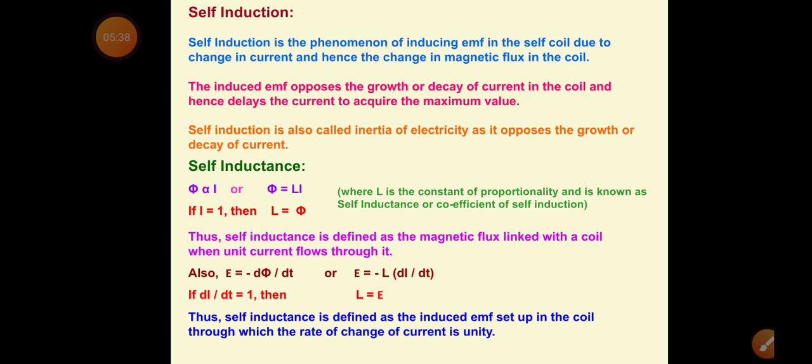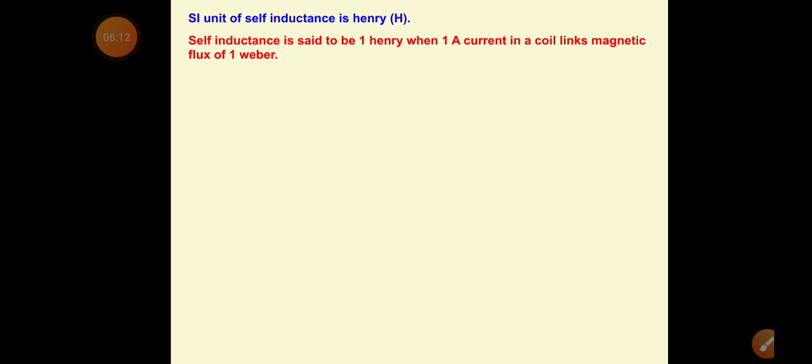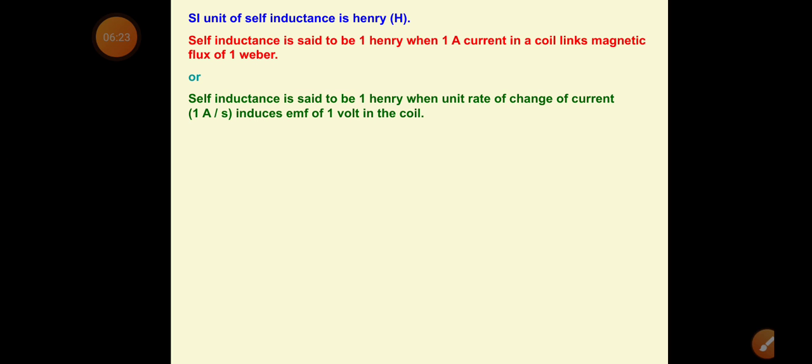Self induction is the process and self inductance is the coefficient, or the property, which tries to oppose the change in the current, right. The SI unit of self inductance is Henry. It is denoted by capital H. Self inductance is said to be 1 Henry when 1 ampere current in a coil links magnetic flux of 1 Weber, or when a unit rate of change of current, that is 1 ampere per second, induces EMF of 1 volt in the coil.